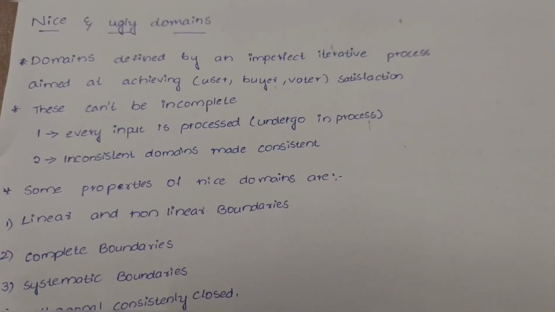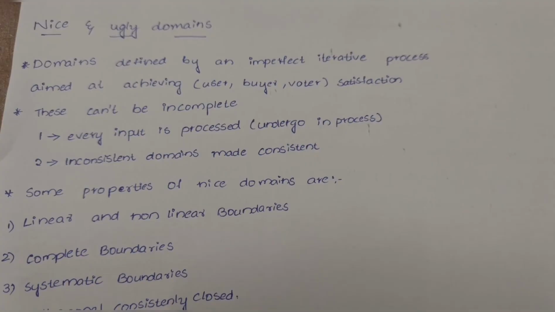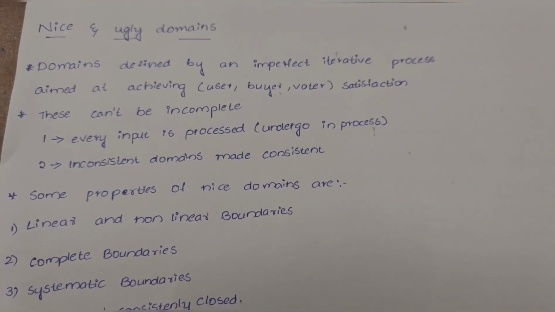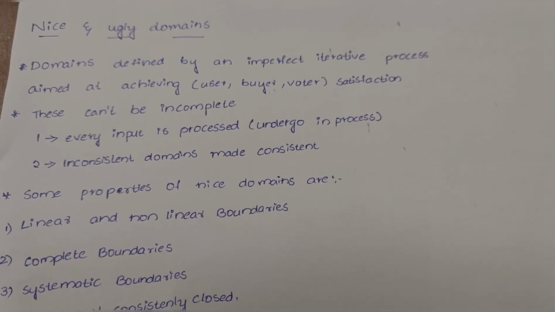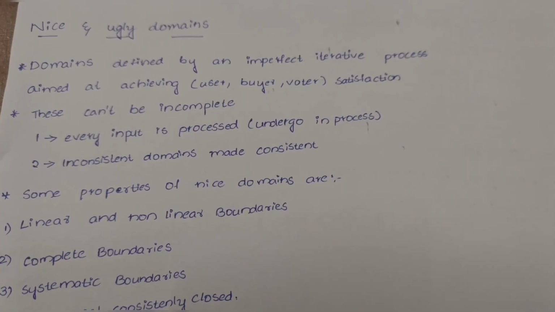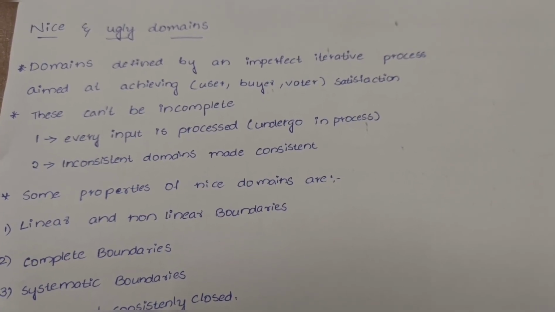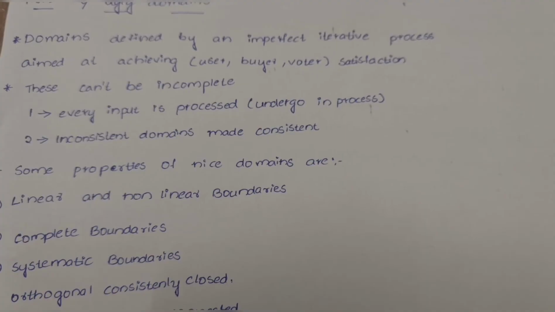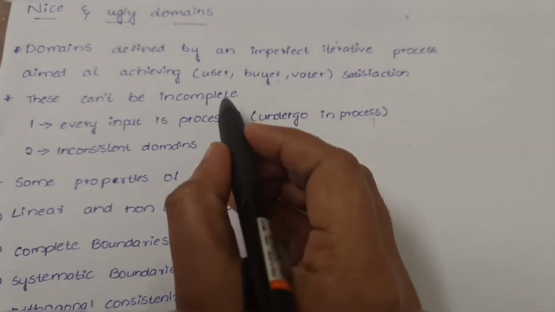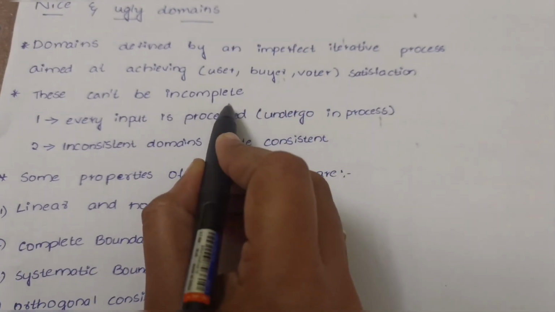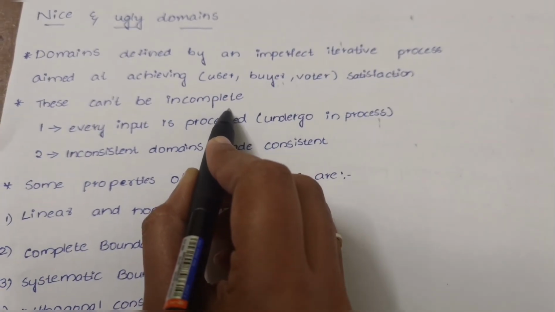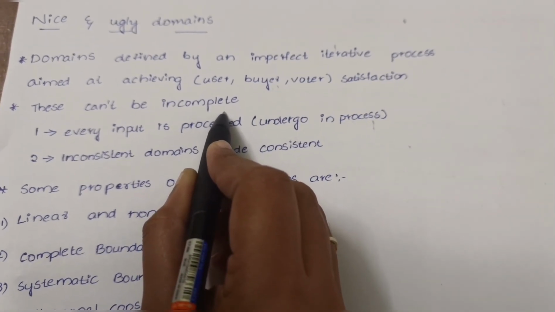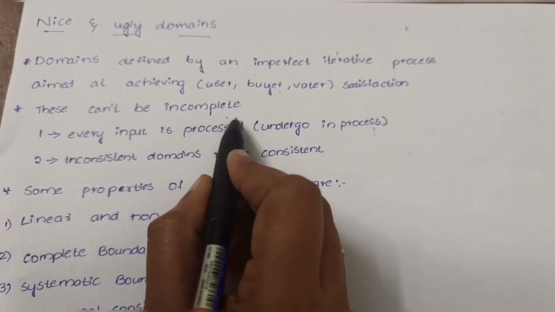These can be achieved by the three stages like user, buyer and voter satisfaction. These can't be incomplete, which means this should not be incomplete, it must be complete. In this process it cannot be incomplete or inconsistent.